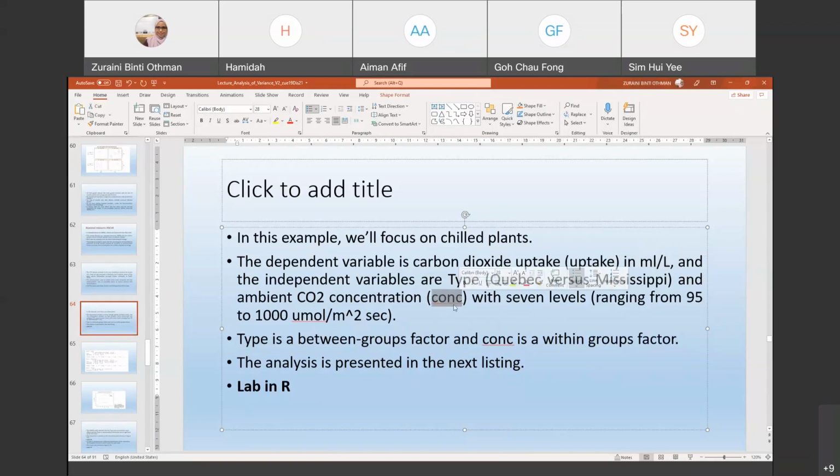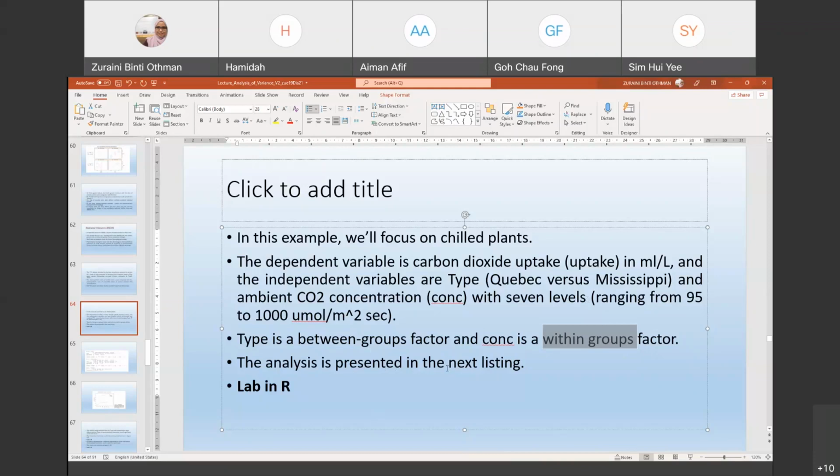They showed it as CONC with seven levels, which range from 95 to 1000. Type is a between-group factor, and concentration is a within-group factor. This one is the within-group factor, and this is the type from just now, with 7 levels. Okay, this is the between-group factor.